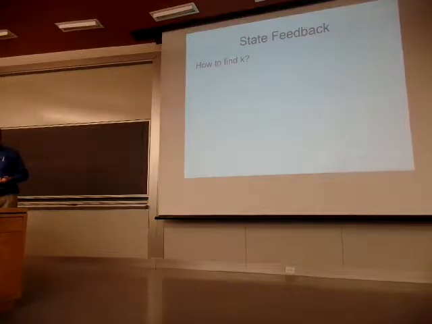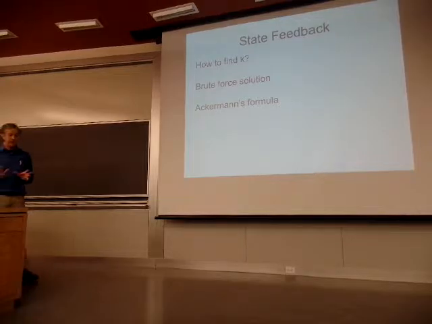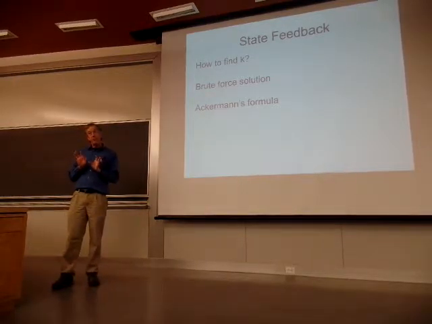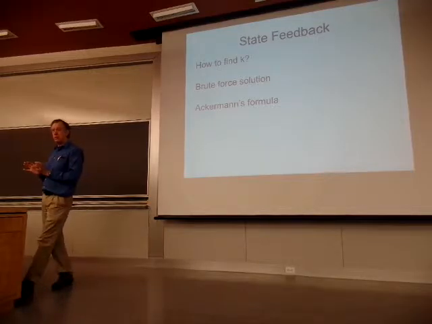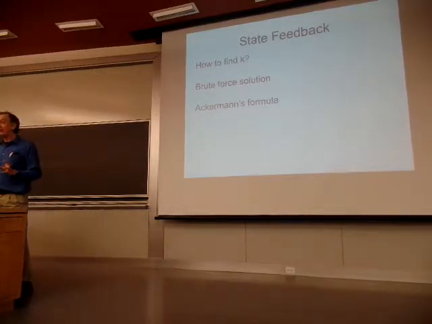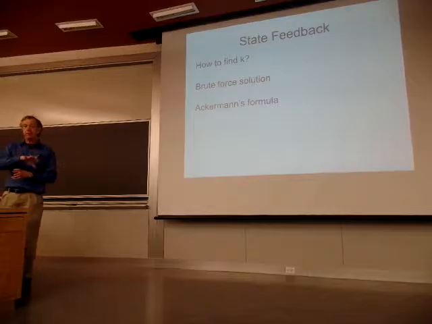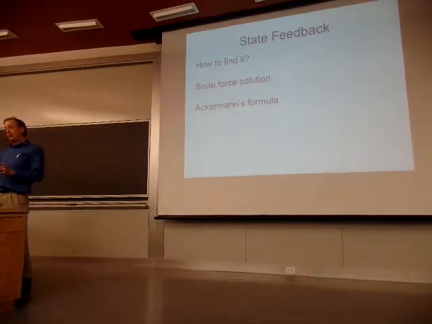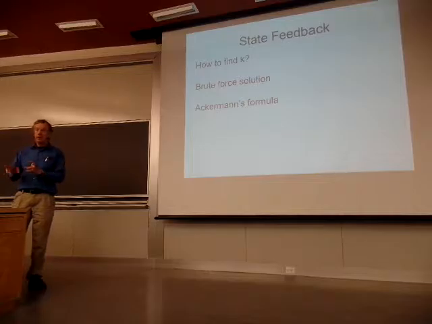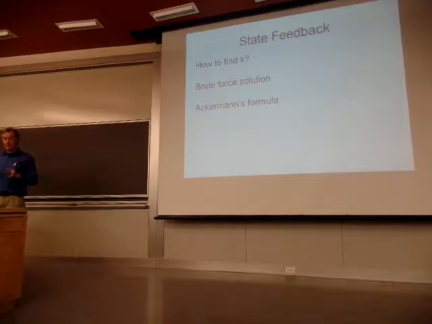How do I find K? Not too hard. One is a brute force solution: put it in there and solve. The other one we'll go through is Ackermann's formula. Basically what Ackermann did was look at it and say, if I have it in controllable canonical form, I actually just have to solve for these terms. The problem is I have some arbitrary system. I need to put it into controllable form, solve it, and put it back. And he did this and boiled it down to a fairly nice, simple formula.